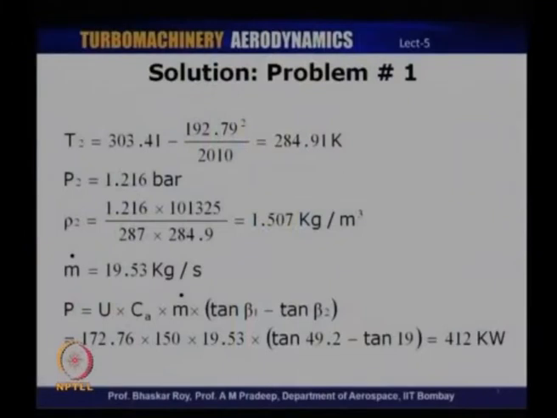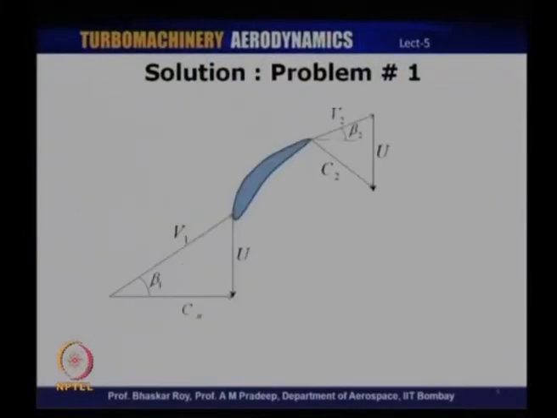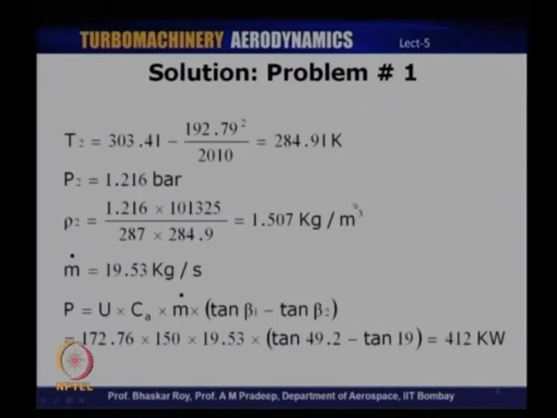Alternatively, you can use m into Cp into delta T, or you can use the pressure ratio to calculate the power required, but the simpler way is to use the velocity triangle, which is u times delta C_w. So, if you look at the velocity triangle, let us go back to the velocity triangle now. So, what is the C_w component here? C_w at the inlet is 0, here there is no C_w, whereas, at the exit here we have a C_w, a tangential component which is equal to this. And so, from the velocity triangle, if you try to simplify, the delta C_w is basically equal to C_a times (tan beta 1 minus tan beta 2).